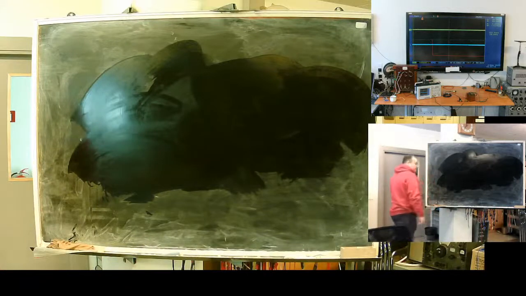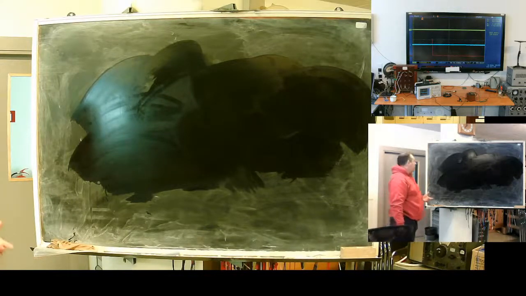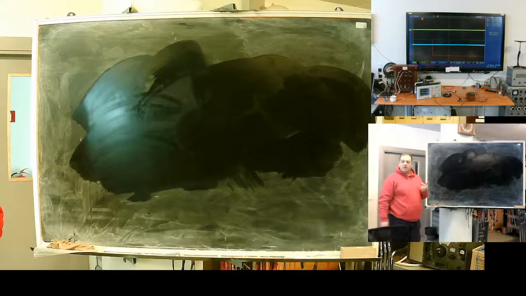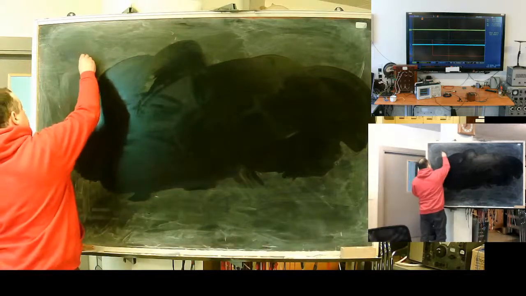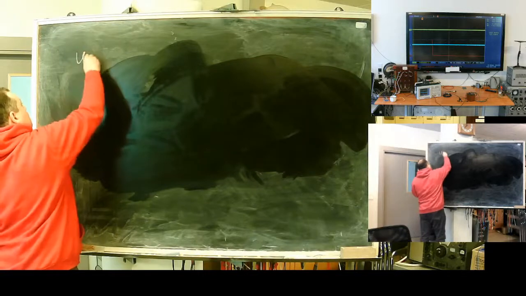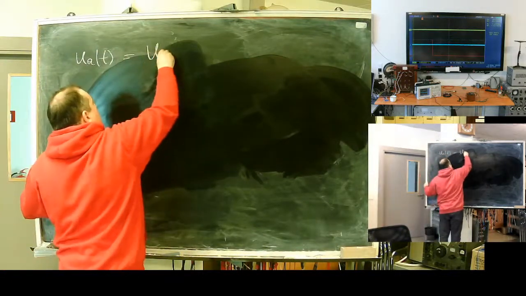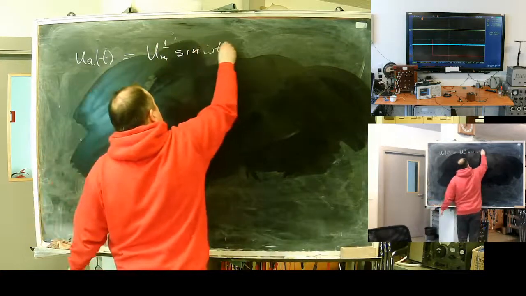Now we have induction and flux distribution, not cosine, something. Meaning the voltage will have not only a sine component but higher harmonics. Let's say the phase voltage will be the first harmonic, sine omega t, plus.